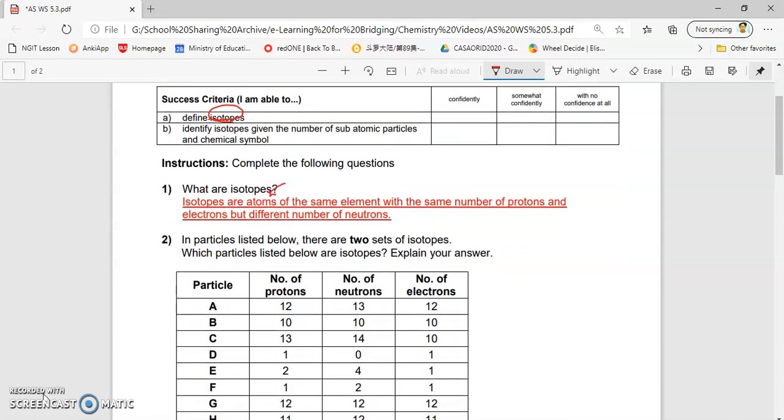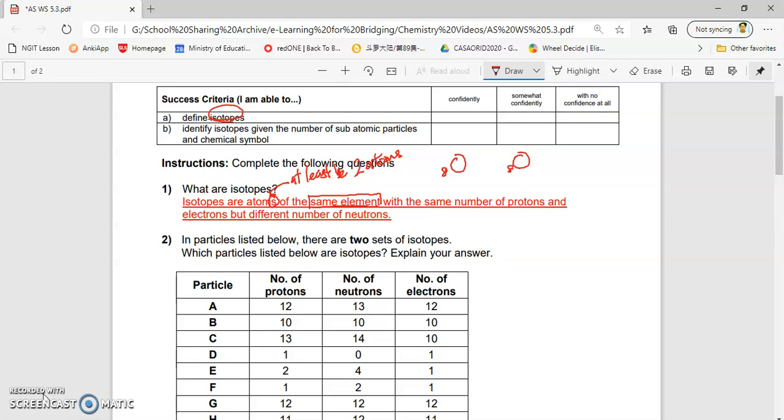Do take note, they are atoms. Think of it plural, so there must be at least two atoms. These two atoms are of the same element. For example, oxygen, both of them oxygen. Same number of protons, because they are both oxygen, so the proton number will be 8.